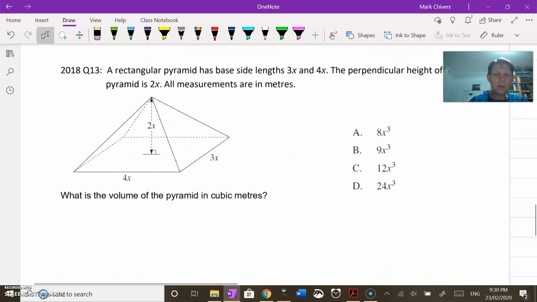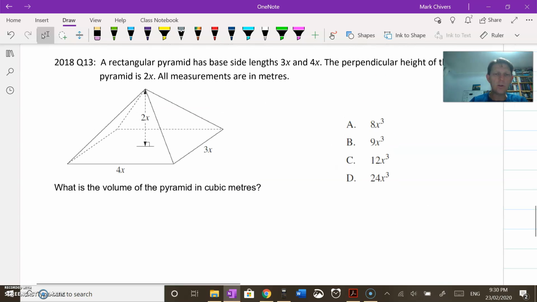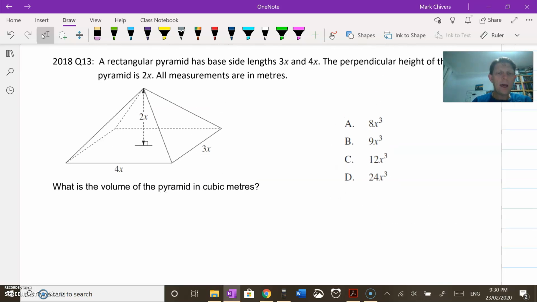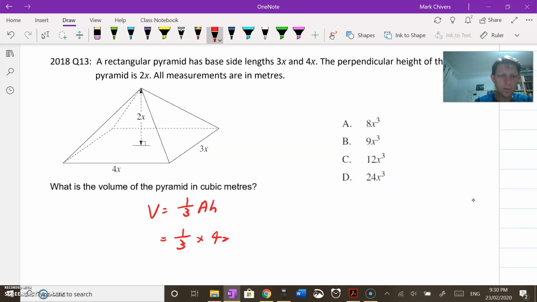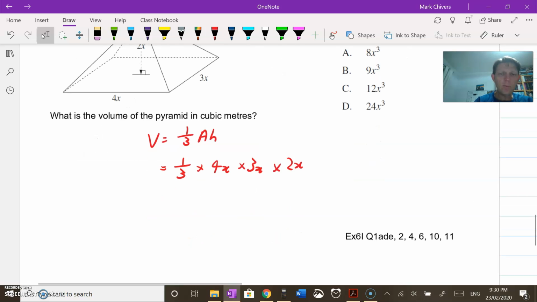The next question now asks us to use a bit of algebra to do something similar. Don't get too hung up on the fact that it's algebra, just use your formula. So your formula is the volume is a third of the area of the base times the height. Well, the area of the base, that's just a rectangle, so we just multiply everything together. So that's going to be 4x times 3x, and then times the height. The height in this case is 2x.